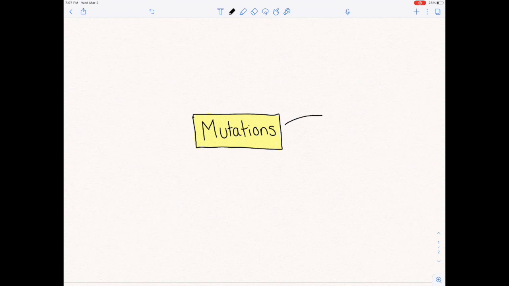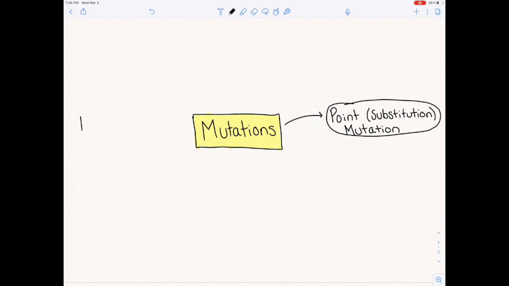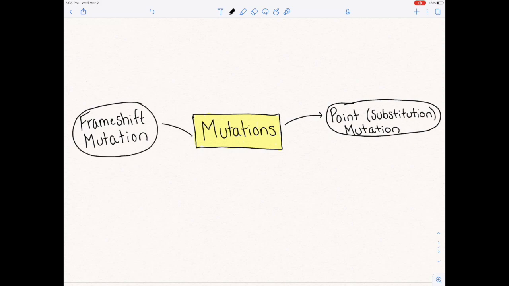The first is called a point or substitution mutation. You could really see it written either way as a point or substitution. So it's a good practice to have both kind of in your head. The other type of mutation is called a frameshift mutation. So those are your two types.